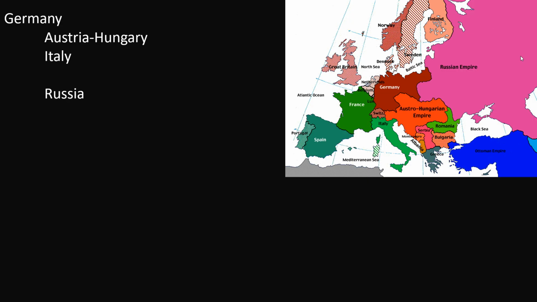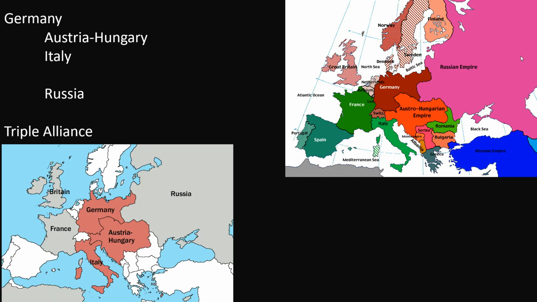And so you're going to end up with an alliance called the Triple Alliance, which will be made up of Germany, Austria-Hungary, and Italy. Now remember, the whole purpose of this alliance by Germany was to be against France. Well, France is watching all of this, and they're a little fearful. Germany's getting a lot of power here.